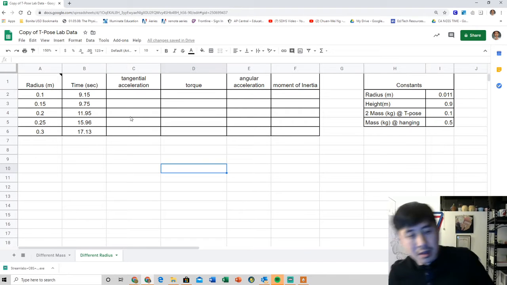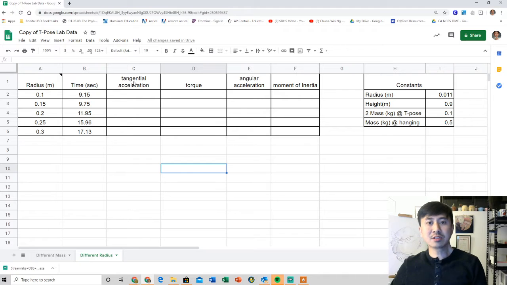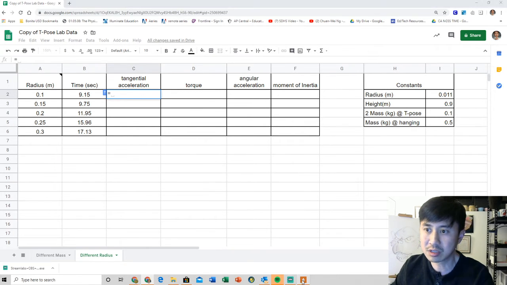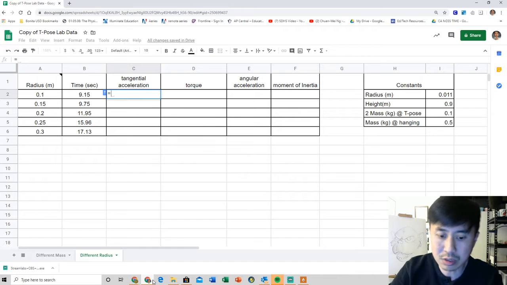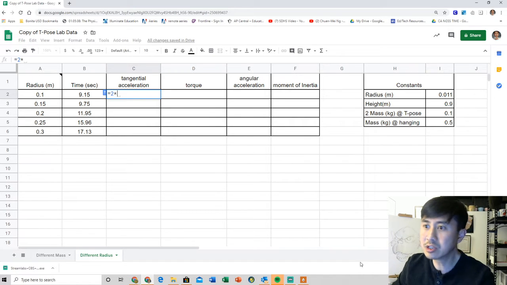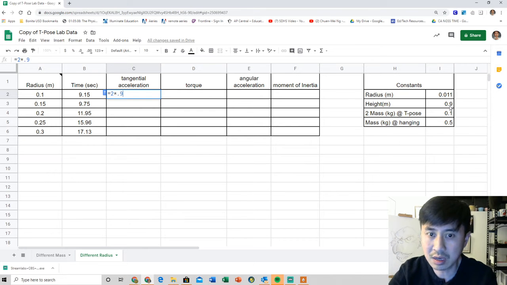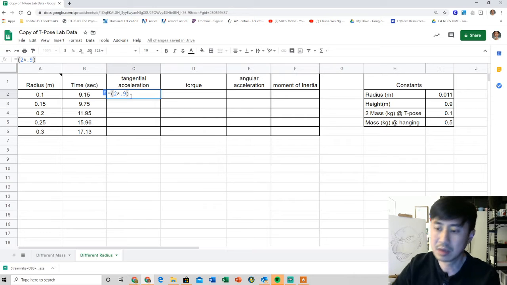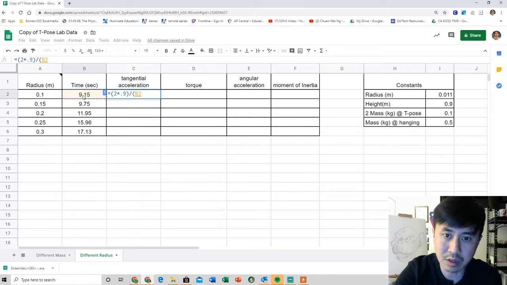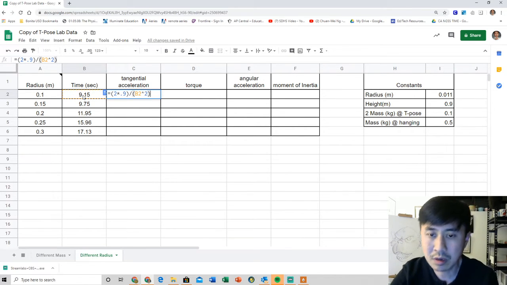Thank you, Jonah, for setting up this data. First, we need to find the tangential acceleration. The tangential acceleration is equal to, let's remind ourselves, 2h divided by t squared. That is 2 times h, which is 0.9, right here, divided by, I better do parentheses. This is a big common mistake. If you don't do parentheses, Google doesn't know the order of operations and it messes up. Divided by t squared, so I'm going to do parentheses again on the bottom, 9.15, a little caret, 2, that's how you do squared, enter.